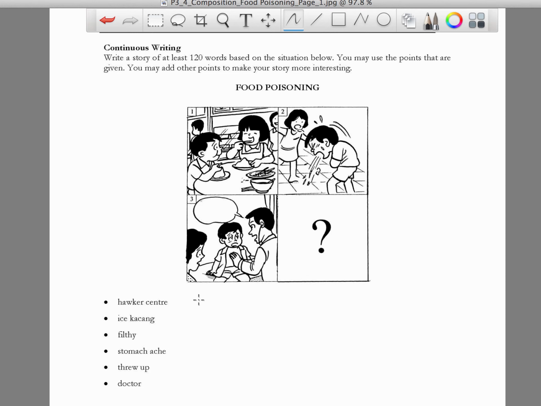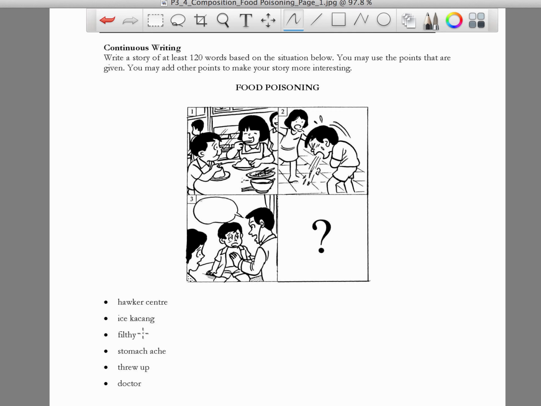Let's also take a look at the helping words that are given. So you have hawker center, a very common place in Singapore. Ice kacang, I'm sure you all know what that is as well. The dessert that's made from shaved ice and sugared colouring, as well as red beans, chendol and jelly. Sometimes you have atap tea as well, the seeds of atap plants.